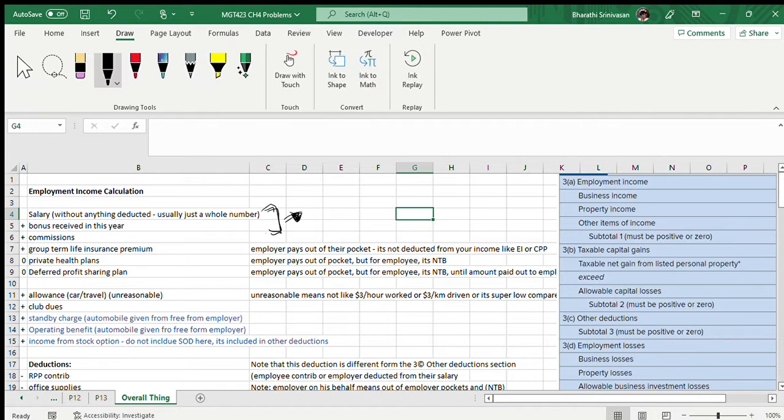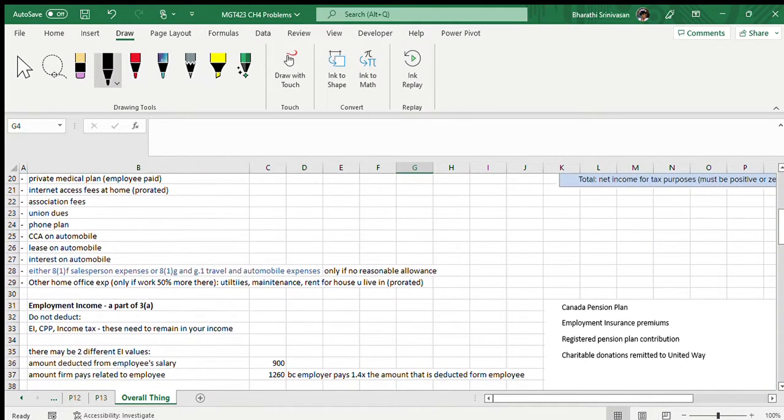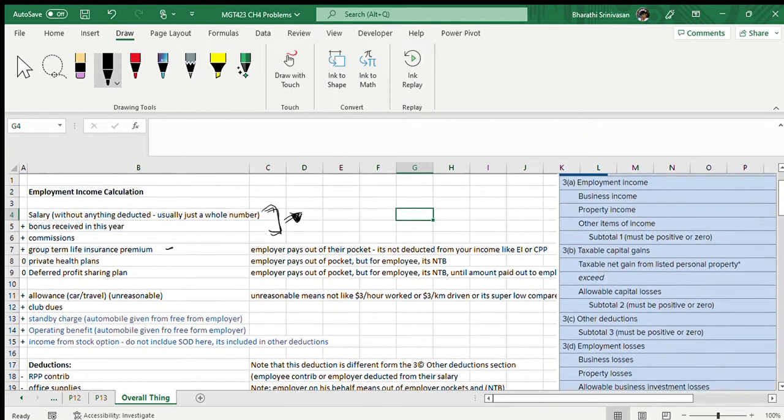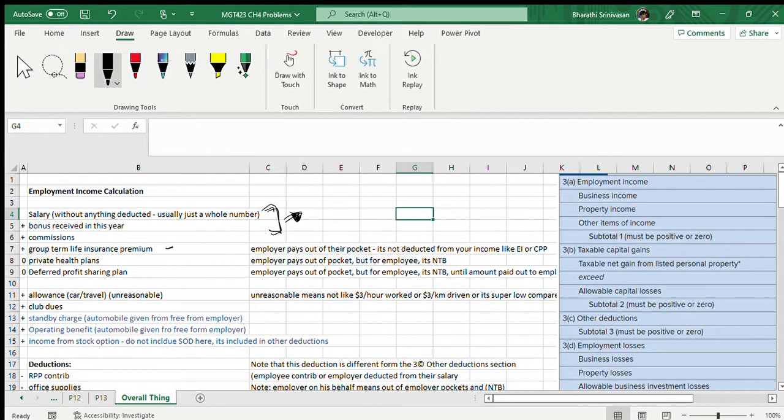Another thing that you have to add in is group term life insurance premium. There's a whole bunch of insurance and health premiums, like RPP, CPP, EI. There's a lot of stuff like that, and there are different rules for each thing, so we're going to go over each of them.